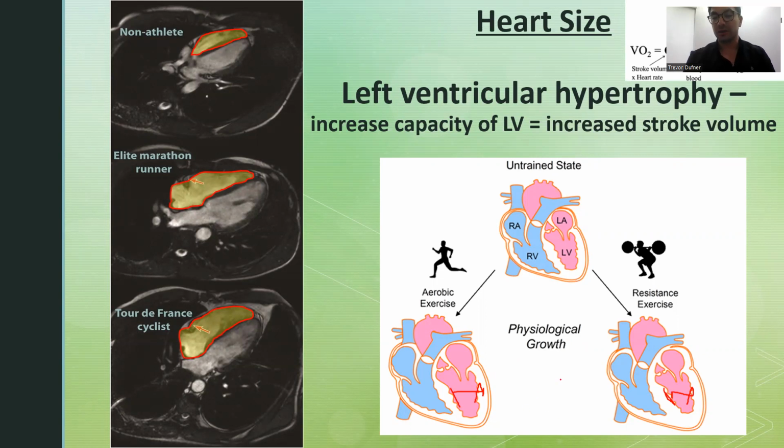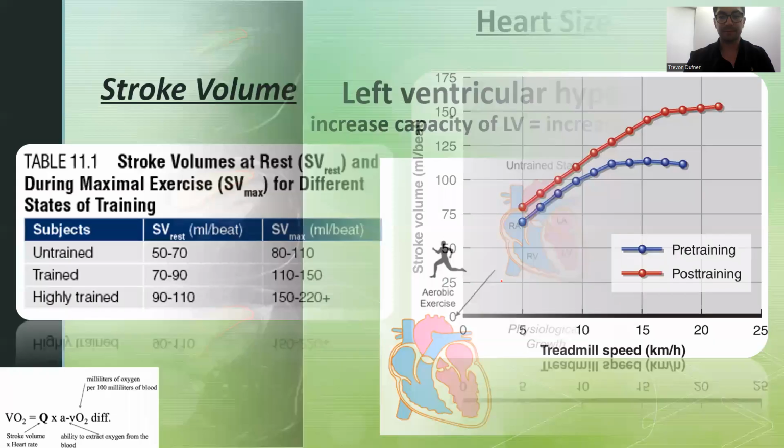And then for resistance training, you're not really increasing the amount of volume in here, but you are increasing the muscle tissue around it, so that contractility, that ability to forcefully push out blood, increases. So you will see slight increases or slight gains in left ventricle stroke volume in resistance training, but you'll see even greater ones and more predominant ones in aerobic training.